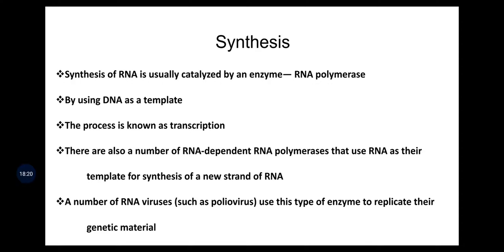Coming to the process of synthesis, RNA is synthesized usually by the catalytic activity of the enzyme RNA polymerase by using DNA as a template. The process is transcription. There are also a number of RNA-dependent RNA polymerases that use RNA as their template for synthesis of a new strand of RNA. That means the first case is non-genetic RNA and the second case is genetic RNA.